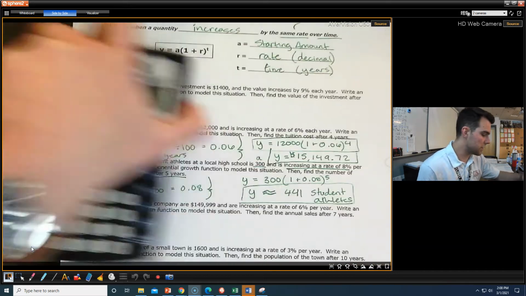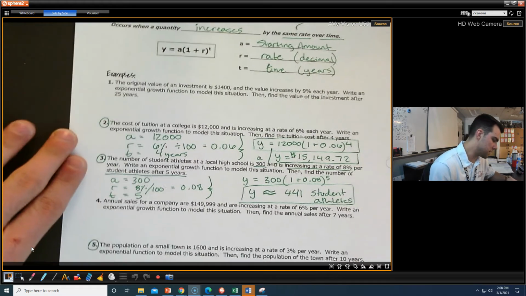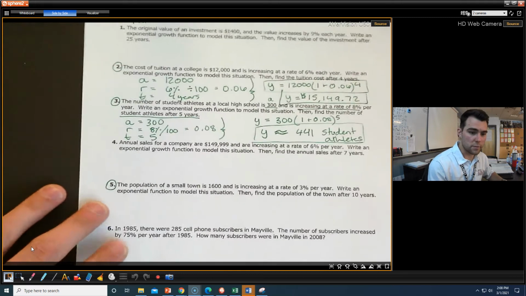That's pretty crazy. Okay, we can actually do that at Lee Williams too. If we found out how many student athletes we had and got an idea of how much our population's increasing, then we could determine in 10 years how many student athletes we should get. Same idea. Okay. Let's look at number 5.